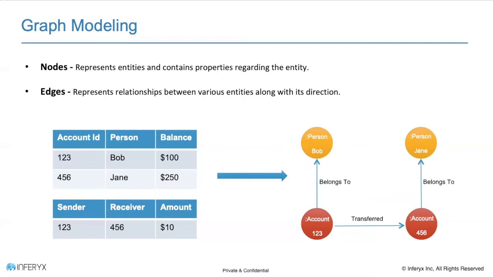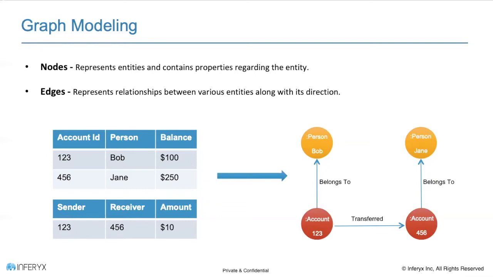Just for you to understand the example, I have two accounts here, account number 123 and account number 456. The first account belongs to Bob, the second one belongs to Jane, and we have listed their balances. So given this table, I can say that we can have two types of nodes here. One is account and another is person, because account is account and person is person, right? There are two different types of entities.